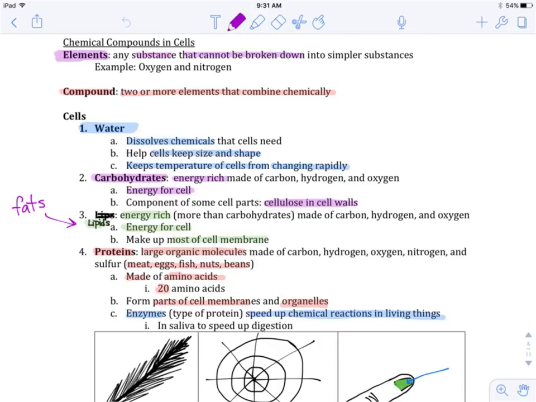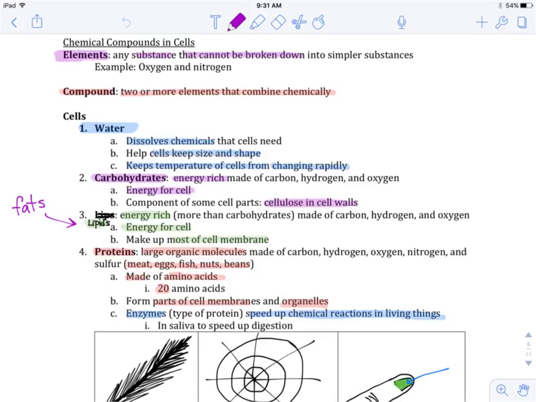Within cells, there are several very important chemical compounds, the first of which is water. Water is important for three main reasons. It helps dissolve chemicals that the cells need to use. It helps the cell keep its size and shape. And it helps keep the temperature of the cells from changing rapidly.